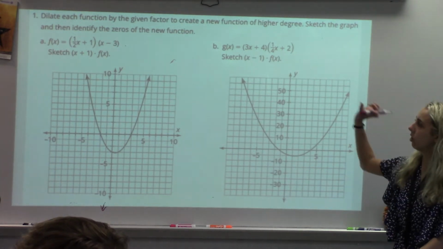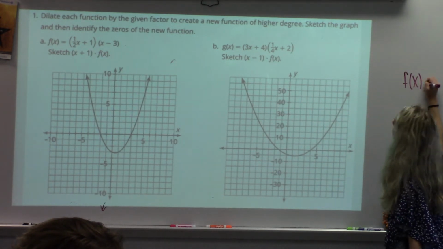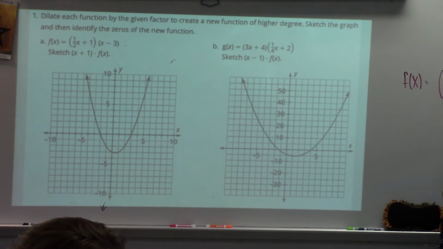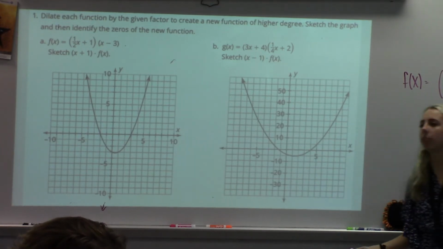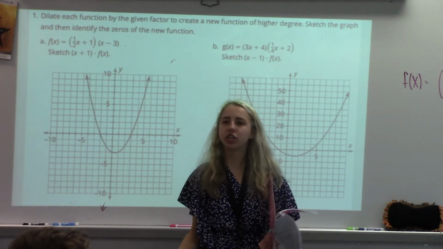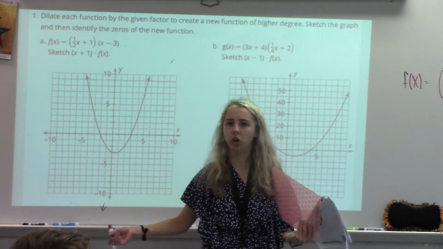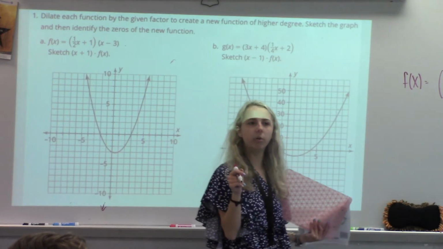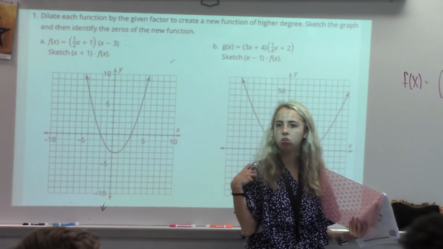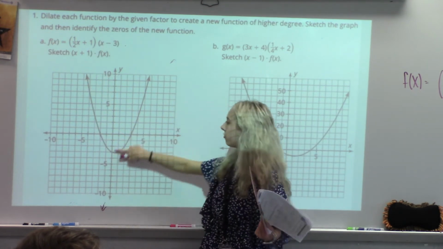So, looking at A, f of x is 1/2 times (x plus 1) times (x minus 3). But my final product I'm sketching is going to be (x plus 1) times f of x. What kind of function am I going to be sketching? What's my final product going to look like? Why do you think it's going to be a parabola? So this f of x is my parabola.